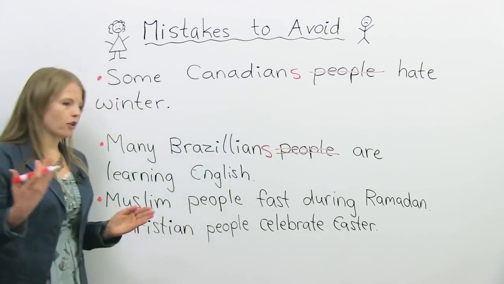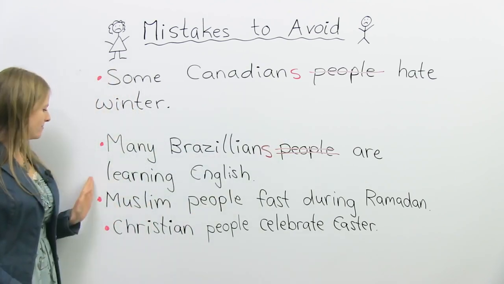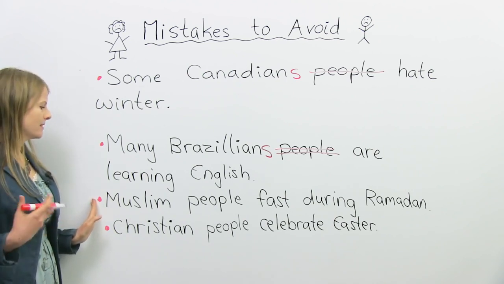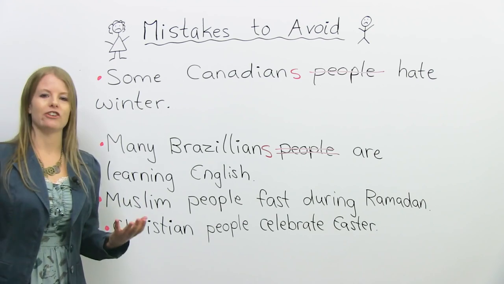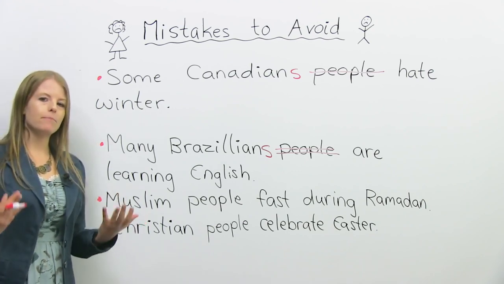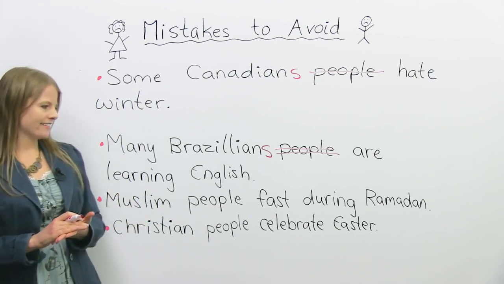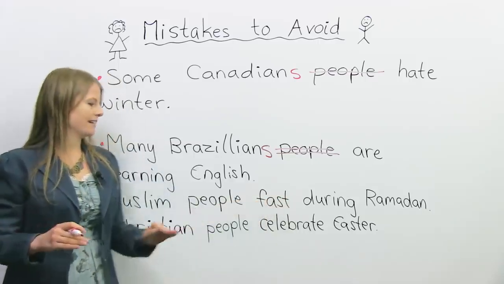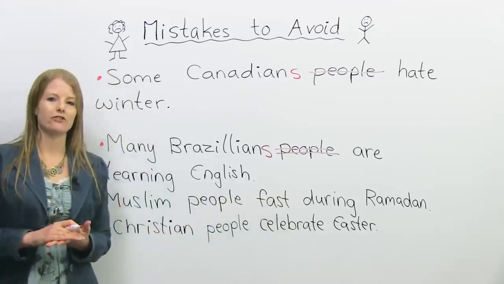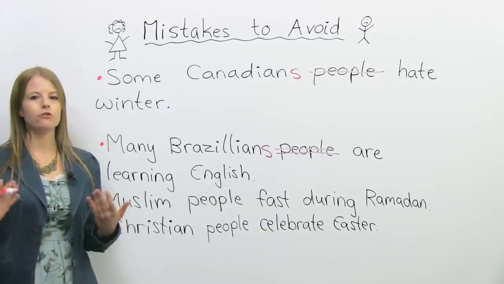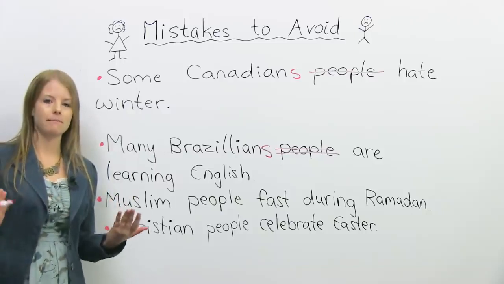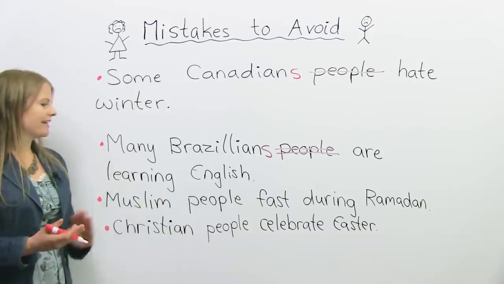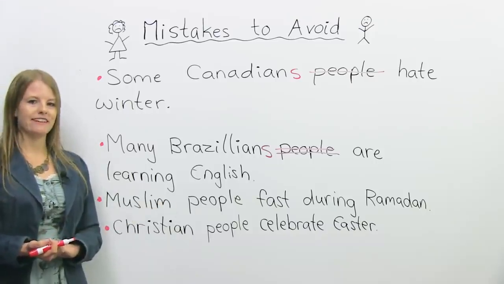So I have another common mistake students make over here. Muslim people. So Muslim is a religion, okay? Muslim people fast. Fast means they don't eat during Ramadan. Muslim people fast during Ramadan. It means Muslim people do not eat during their holy month, their religious month of Ramadan. So there's a mistake here. What do you think the mistake is?